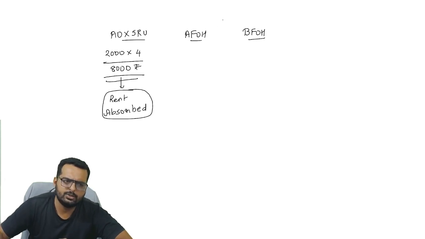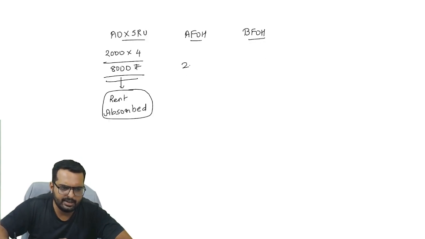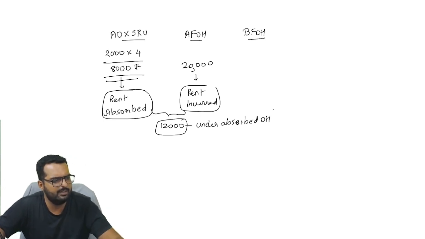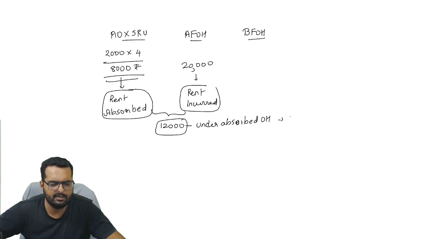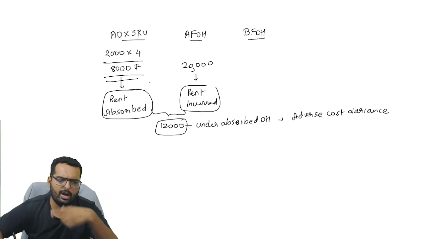Okay. Now, actually, how much rent I have paid over here? 20,000. So actual rent incurred is 20,000. This is rent incurred. So overhead incurred, overhead absorbed. The difference of 12,000 is what? This is the under absorbed overhead, and this by itself is the what? Adverse cost variance. So basically in fixed overhead, we are comparing the overhead that is incurred compared with the overhead that should have been incurred. Are you understanding my point?